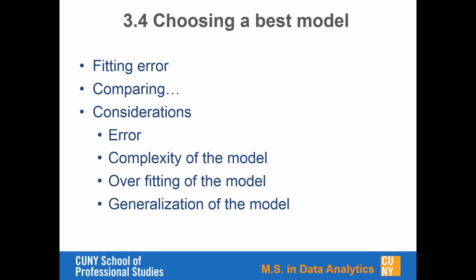Regarding choosing the best model, as we know, there's a fitting error, so you have to compare different models. The major considerations would be the error itself, complexity of the model, overfitting of the model, and generalization of the model. Apparently, number 3 and number 4 are related. We don't want to be overfitting the data so that generalization is easier to achieve. And then the complexity of the model itself is also a consideration.